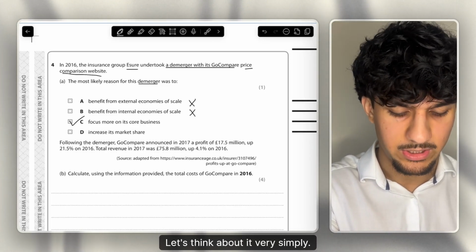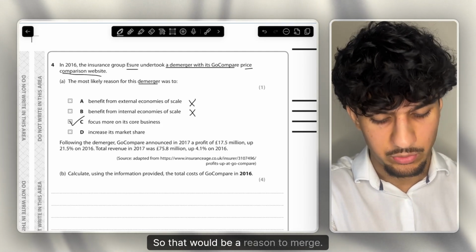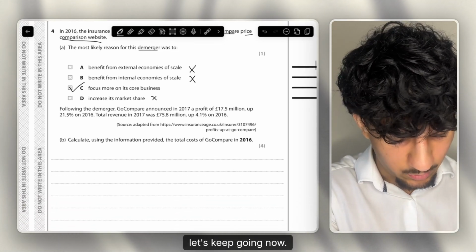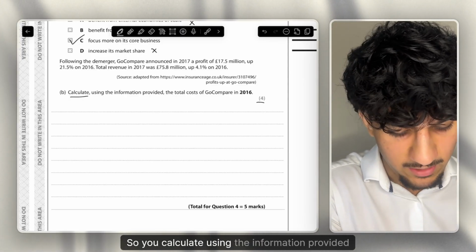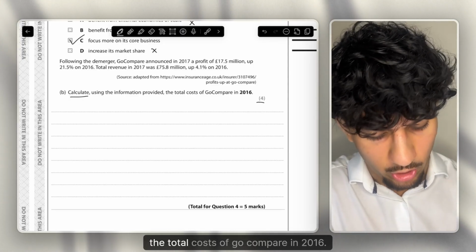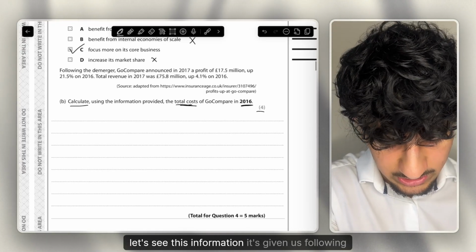Of course, let's think about it very simply. If you demerge, you will be losing market share, so that would be a reason to merge. But yeah, let's keep going now, and it's a 4-mark calculate question here. So calculate, using the information provided, the total costs of GoCompare in 2016. Okay, let's see this information it's given us.